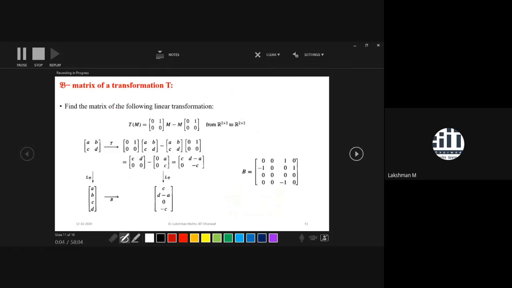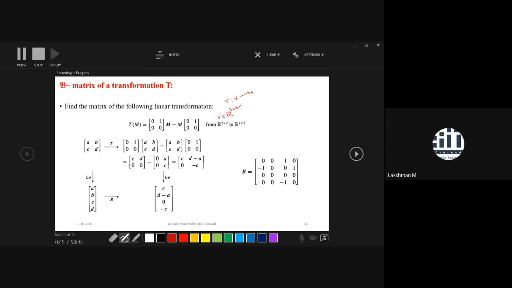So we have to find the matrix of the linear transformation which is defined as T of m equal to the matrix [0, 0; 1, 0] times m minus m times [0, 1; 0, 0]. And here, what is the vector space? The vector space V is the collection of all 2 by 2 matrices. So V is here R 2 by 2. So we have a linear transformation from V to V, that is, from R2 by 2 to R2 by 2. So we will find the basis of this.